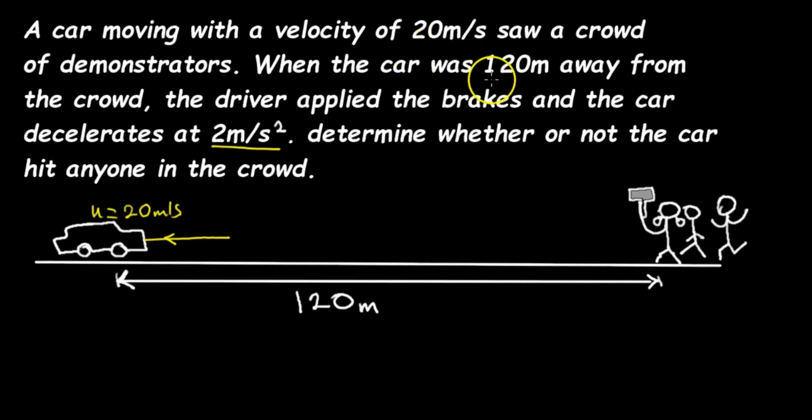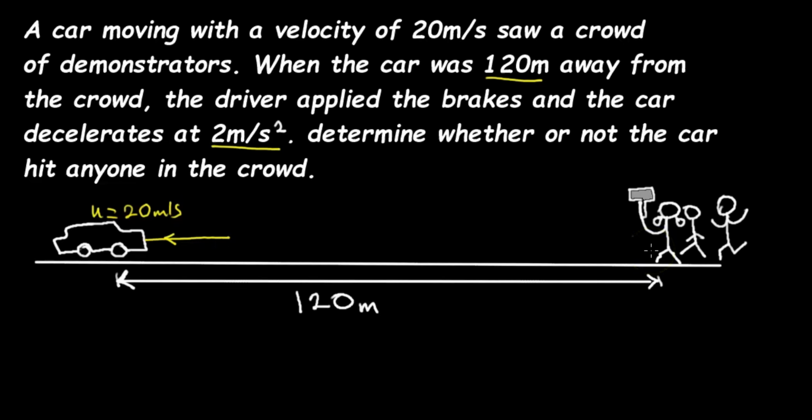So this tells us that the 120 here is a reference figure. So you are going to find another distance. If the distance is equal or more than 120, it means that the car hit someone in the crowd. If the distance we are calculating is less than 120, it means that the car was able to stop before it gets into the crowd. The assumption here is that the demonstrators are not moving any further towards the car. They are at the point where the car first saw them.